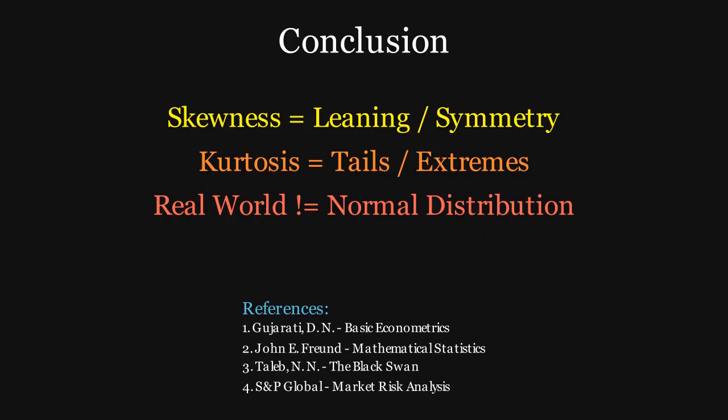References. 1. Gujarati D.N., Basic Econometrics. 2. John E. Freund, Mathematical Statistics. 3. Taleb N.N., The Black Swan, The Impact of the Highly Improbable. 4. S&P Global, Market Risk Analysis Reports 2023.